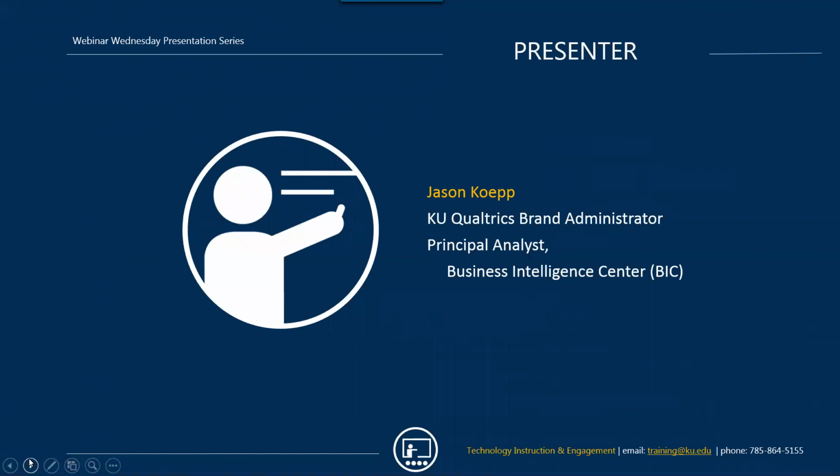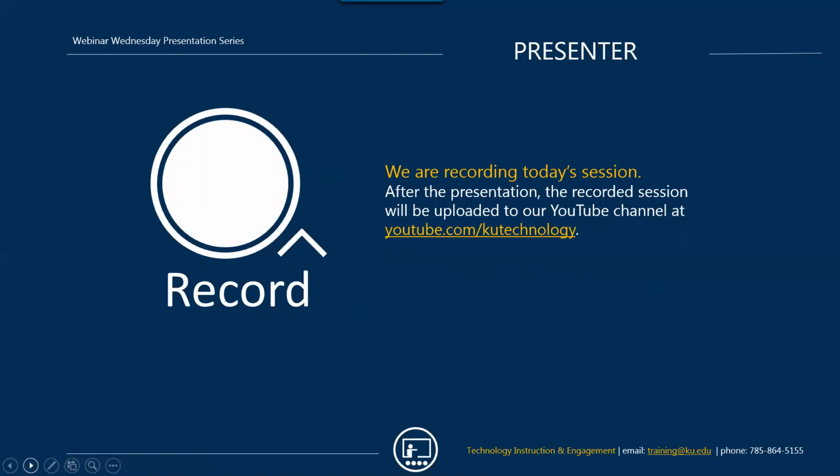So let's get started. My name is Jason Kapp. I'm the KU Qualtrics brand administrator. I do that in my role as a principal analyst with the Business Intelligence Center, also known as BIC. I will be giving you a tour of Qualtrics today. We are recording today's session, so after the presentation, the session will be uploaded to the KU Technology channel on YouTube.